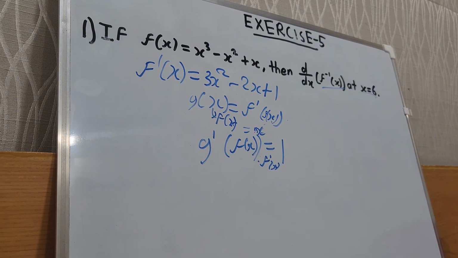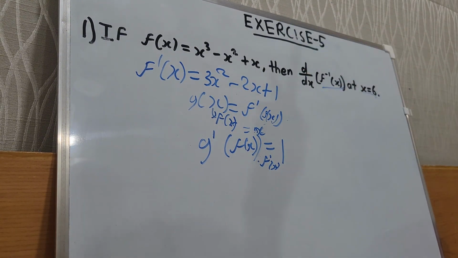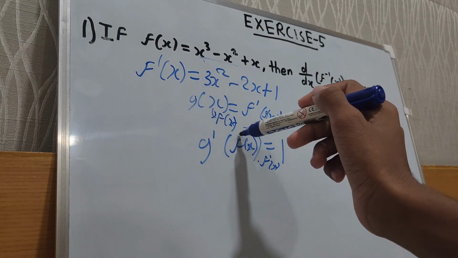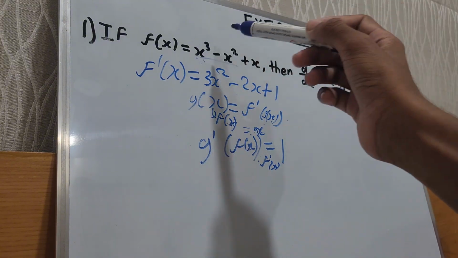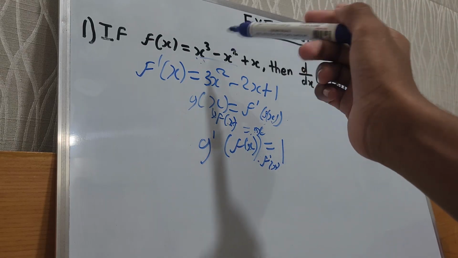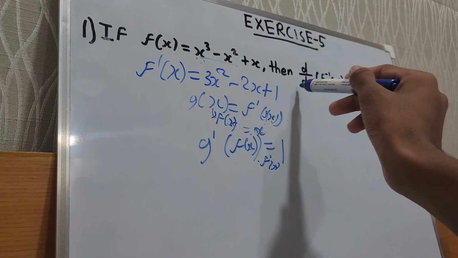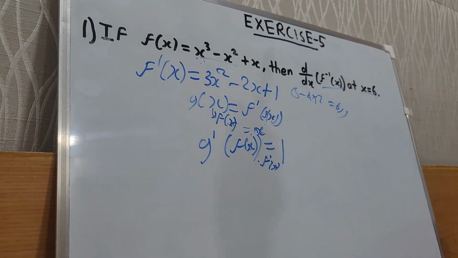Now what value of x will give 6? Because we took f(x), in this you have to see x is equal to f(x) we took. So for 1, that means 1 minus 1 plus 1, which gives 1, not equal to 6. Next, for 2: 8 minus 4 plus 2 is equal to 6. Yes, then you can take 2.